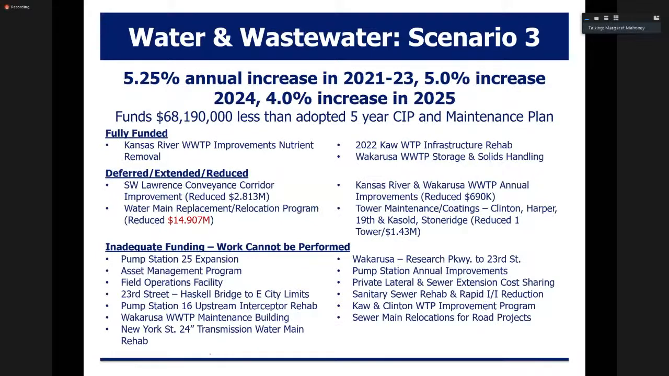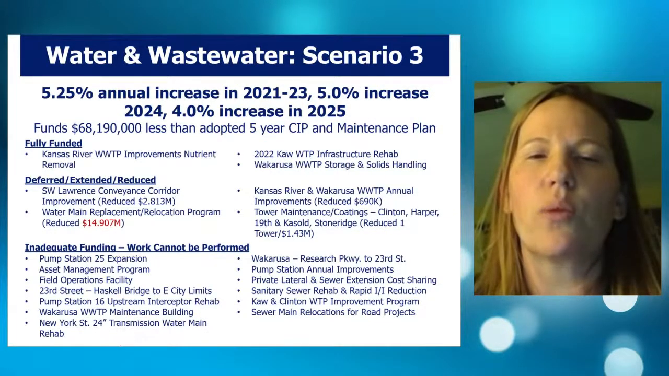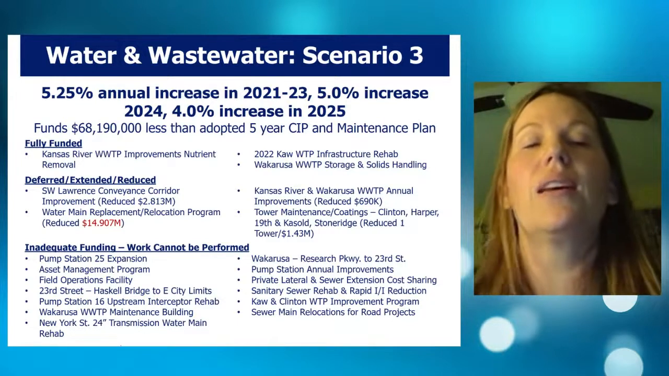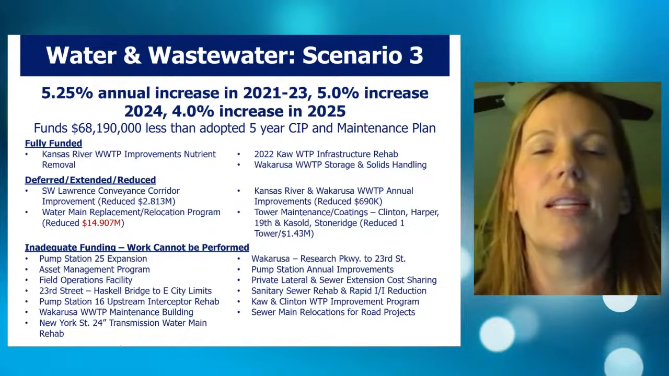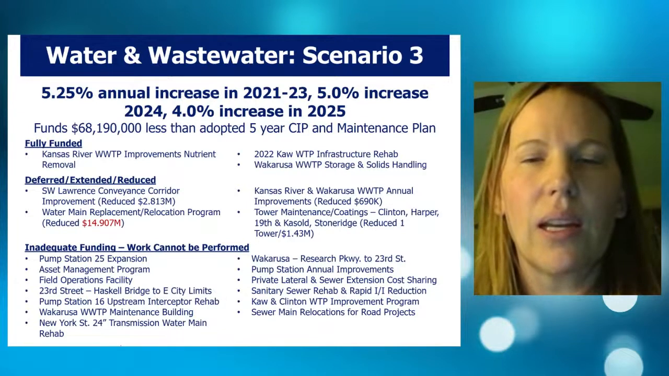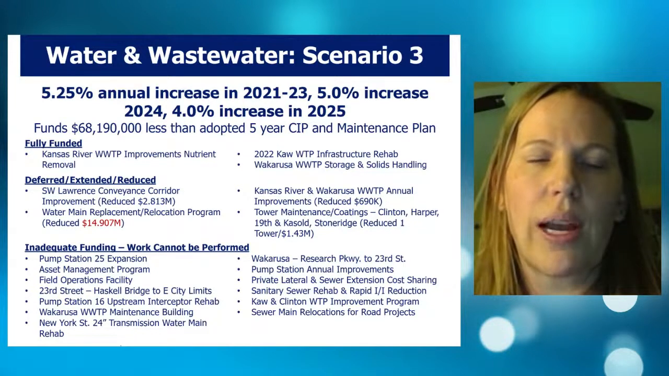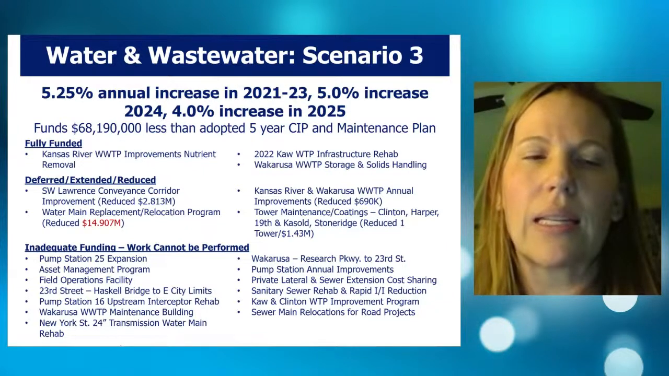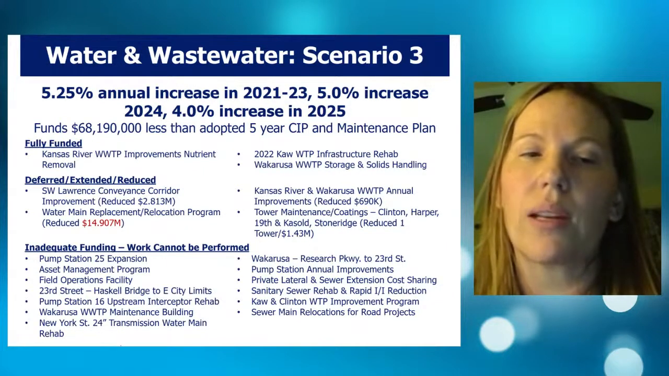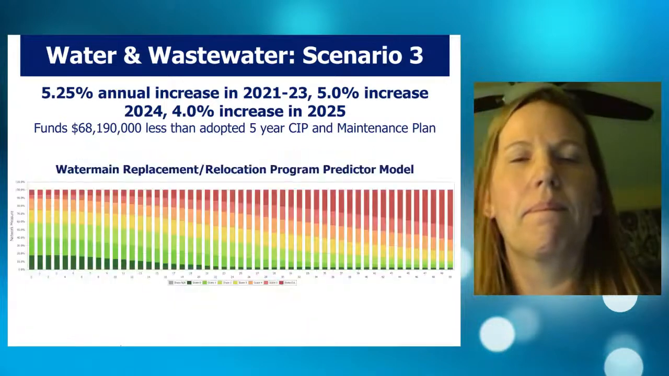Maggie Mahoney, Management Analyst, Municipal Services and Operations. So in scenario 3, this is the 5.25% annual increase in 2021. Here you're getting $68 million less CIP, that work you can perform over the 5 years. So the list of fully funded goes down to 3 projects or programs. You still have a group of deferred, extended, or reduced projects and programs. And now you have a rather lengthy list of projects and programs that you cannot perform because there is inadequate funding.